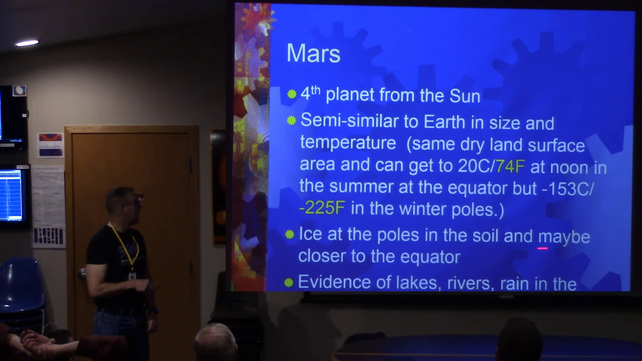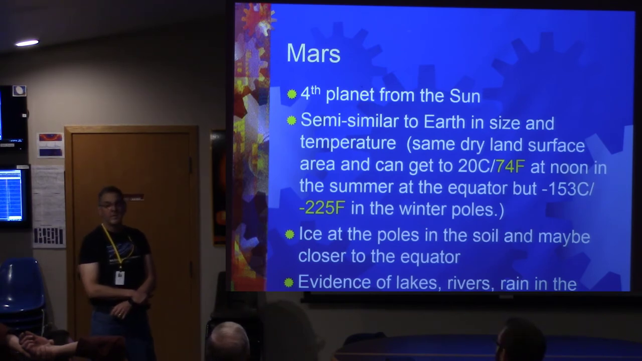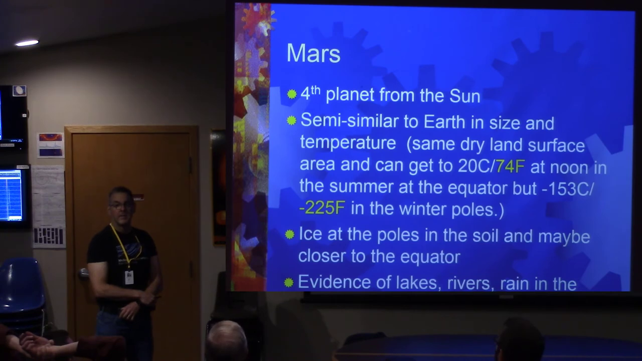Ice at the poles and in the soil is seen. We know there's a lot of water in ice there. There's evidence of lakes, rivers, and rain in the past. What's the tilt? It's 24 degrees, so it's just a half degree different than us. And its day is 24 hours, 38 minutes long. So, as I see in my planetarium shows, you get 38 minutes more every day to brush your teeth and clean the cat box.